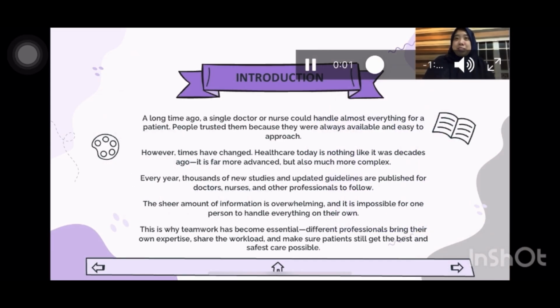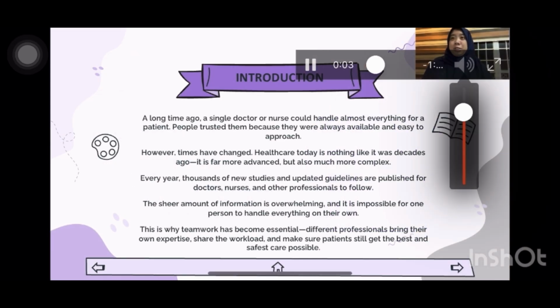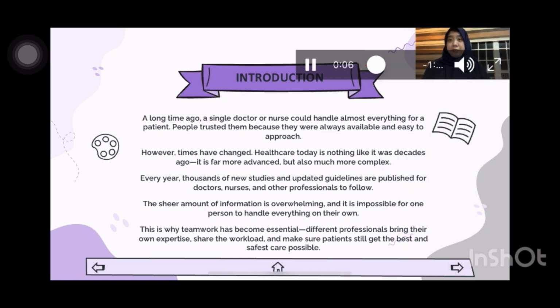To better understand how teamwork and transformational leadership impact patient care, I will discuss findings from 9 journal articles. These studies will provide practical examples and evidence that we can relate to our own healthcare experiences.